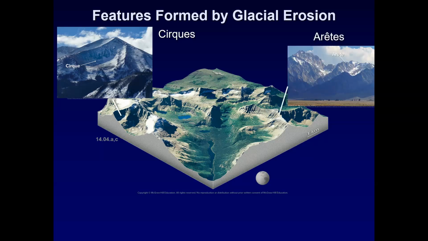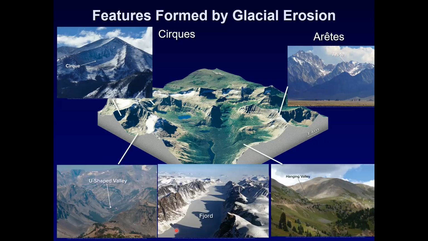You can also have an arête. It's a jagged and steep feature because we have glacial erosion from both sides. You can see U-shaped valleys from glaciers or saddles on mountains. Perhaps you're familiar with what a saddle looks like, a horse saddle, but on a mountain. A fjord from a valley glacier, or a hanging valley.